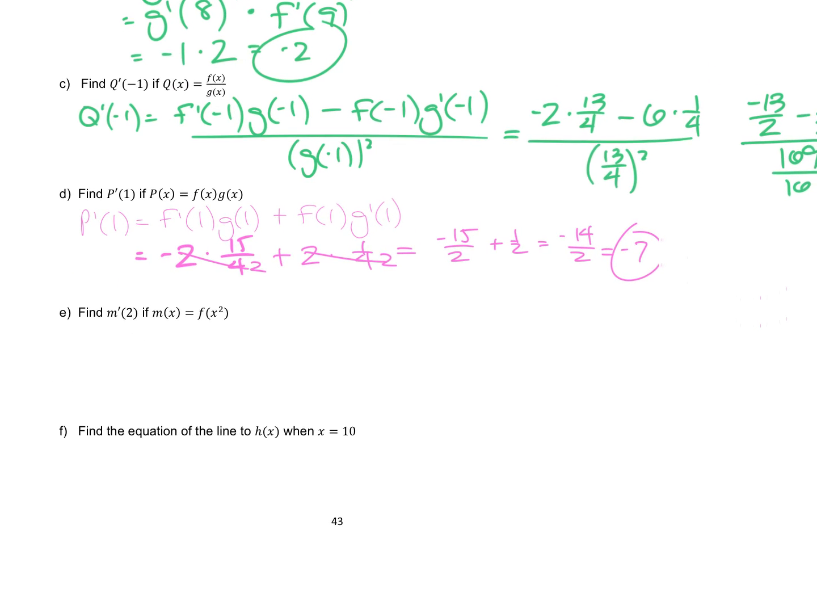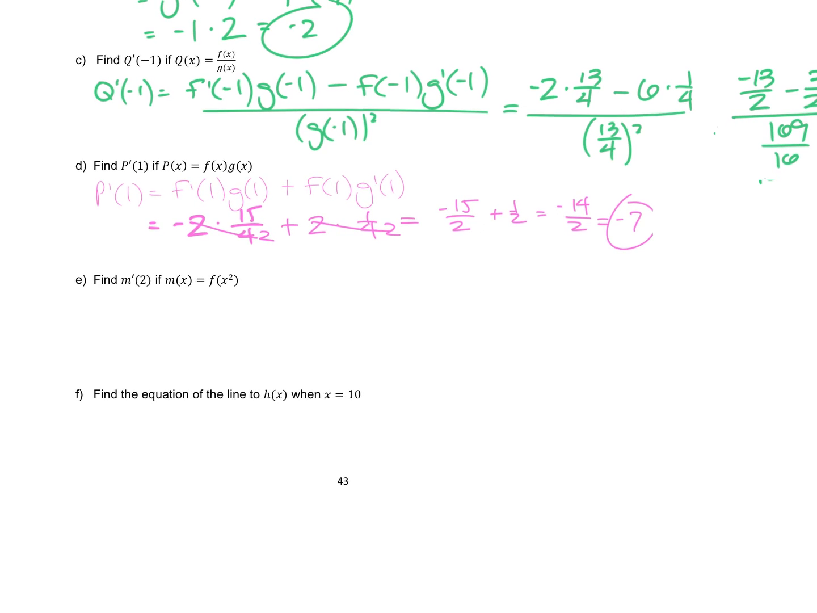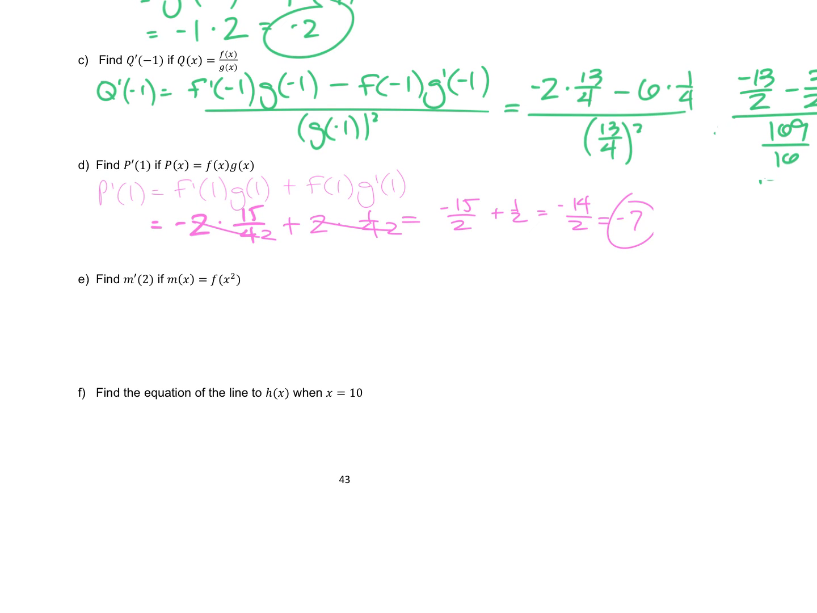All right, so there's my work for those. Now, I'm going to finish with e and f. All right, so e has defined a new thing here, m prime of 2, where m of x is defined as f of x squared. What kind of rule do you think we're using on this one? Chain. Why do we know that? X squared within the outside function.